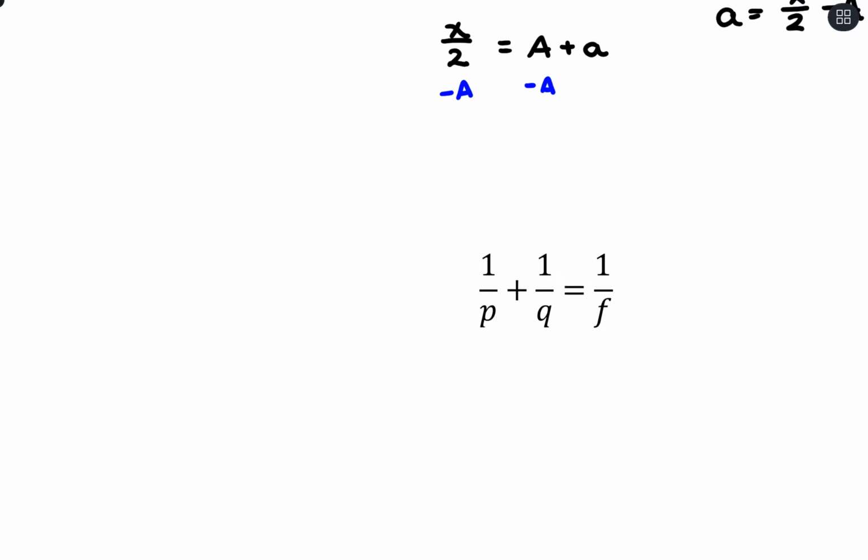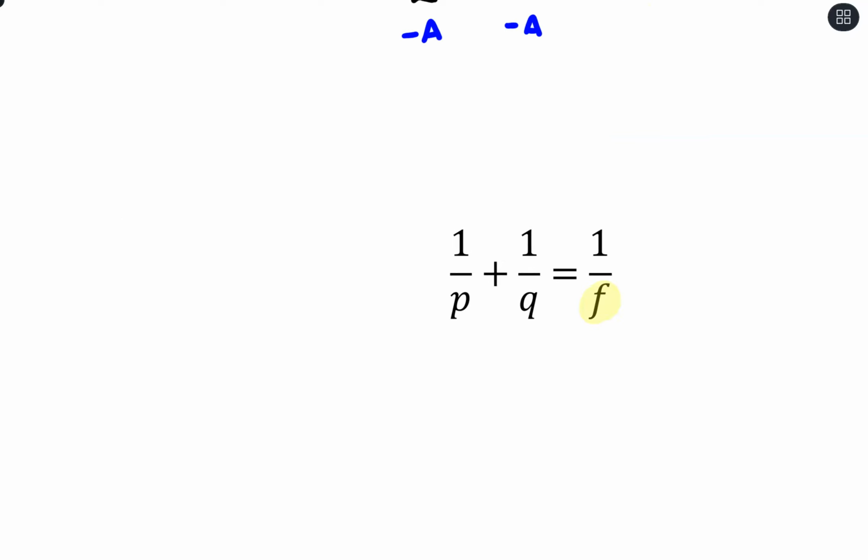So we have lots of fractions here. And what I'm going to go ahead and do is find our least common denominator, which in this case would be the multiplication of p times q times f. So I'm going to multiply everything by p times q times f, p times q times f, p times q times f.